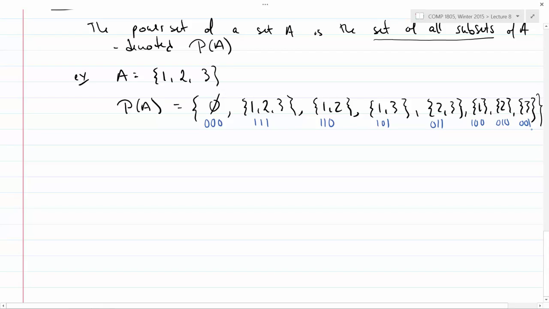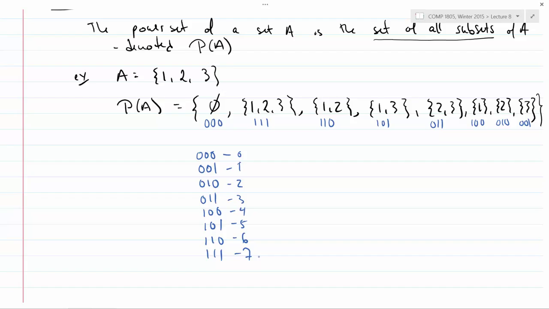Okay, so I'm going to write these in a different order. 000, 001, 010, 011, 100, 101, 110, 111. Does anyone know what that is? Yeah, this is counting in binary. 0, 1, 2, 3, 4, 5, 6, 7. So really, these subsets are just binary numbers.